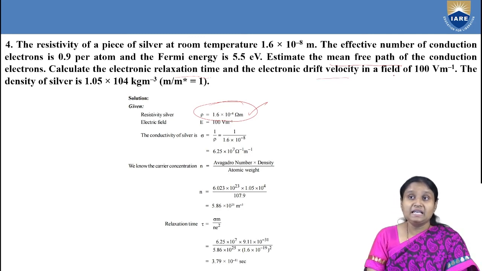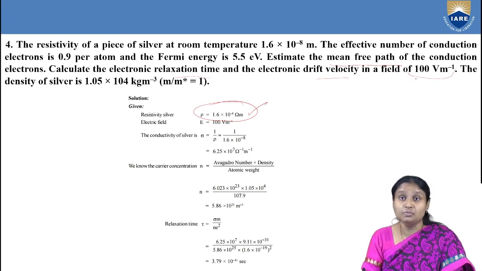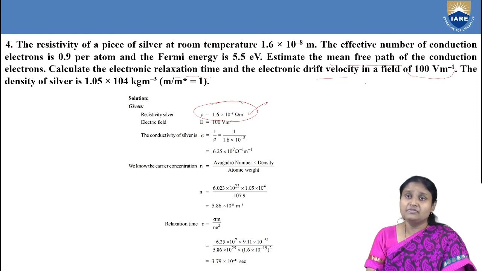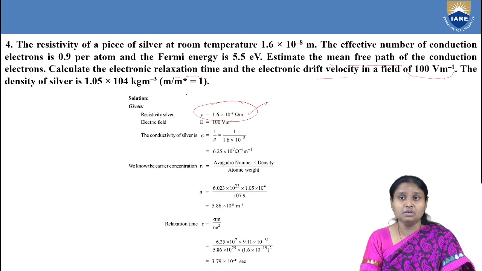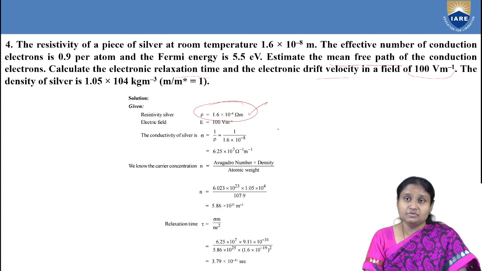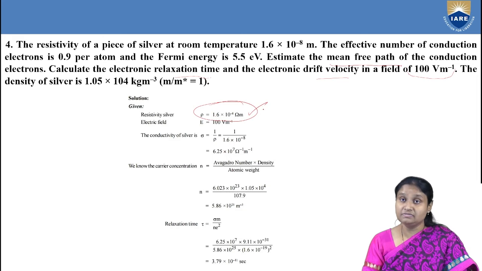When we apply an electric field, what is the value of the electric field being applied? It is 100 volt per meter. Apart from that, we were given the density of silver, and of course here the ratio of mass of electron to its effective mass is taken to be 1. First, we are given the resistivity value.